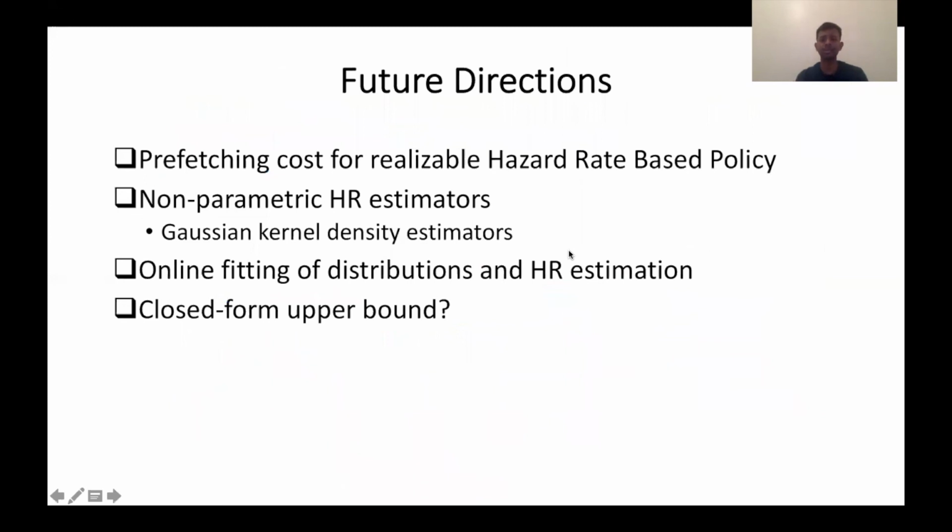Future directions include coming up with a realizable hazard rate based policy that considers prefetching cost. Also, coming up with estimators for hazard rate that are non-parametric and online for the request rate for real world data traces. We would also like to find a closed form upper bound for some special cases.